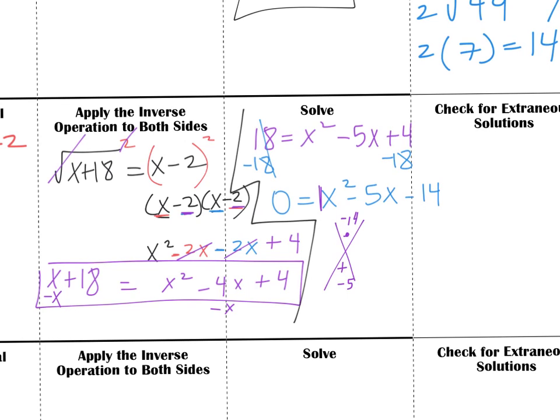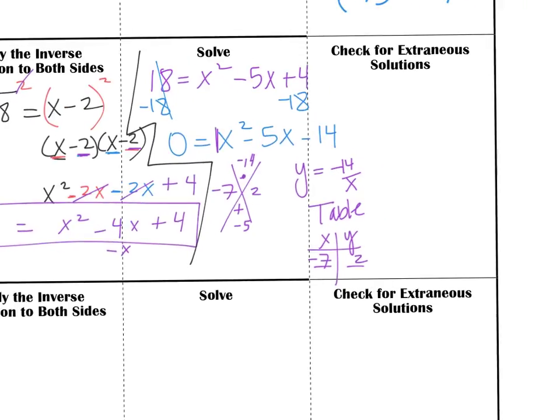Now, if you're having trouble finding those two numbers, remember at any time you can go to y equals on your calculator, put negative 14 over x, and then go to the table and look at the x and the y value on the table on the calculator for the two numbers that would add to give me negative 5. And you will see that those two numbers are negative 7 and 2. So once you find those two numbers, this is a good review of factoring.